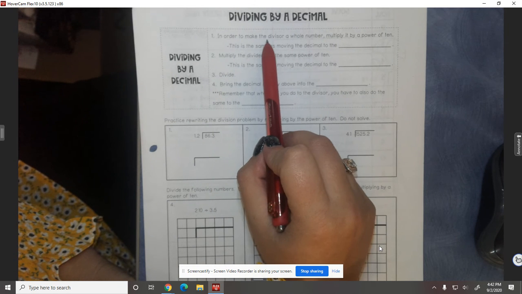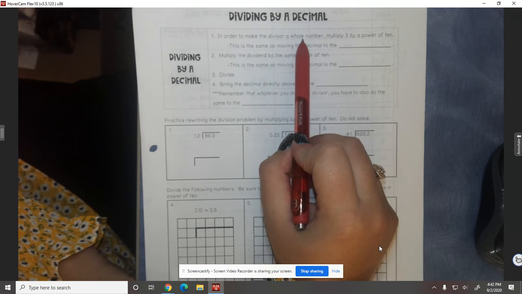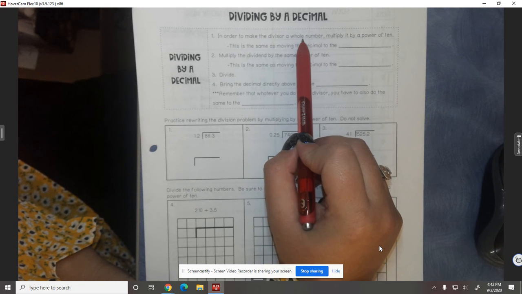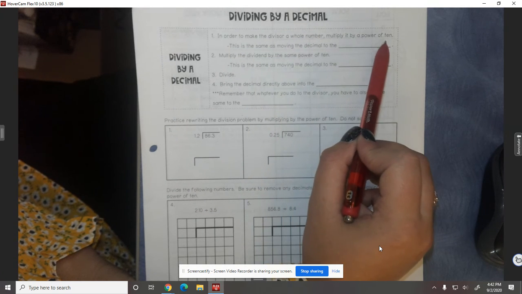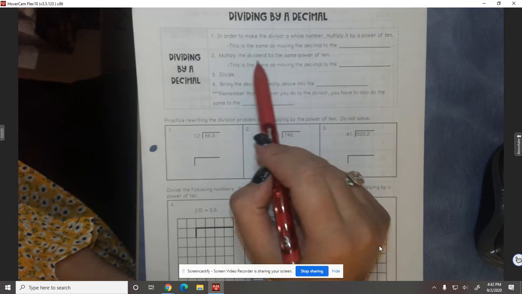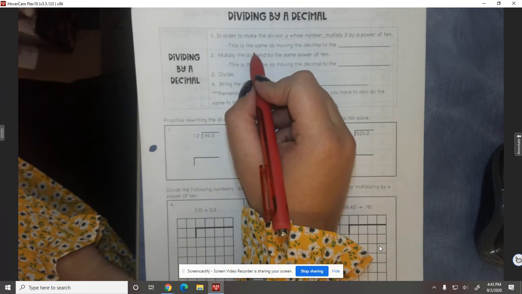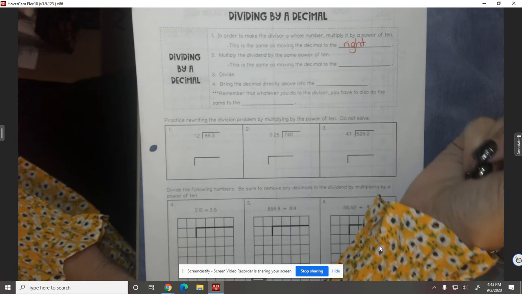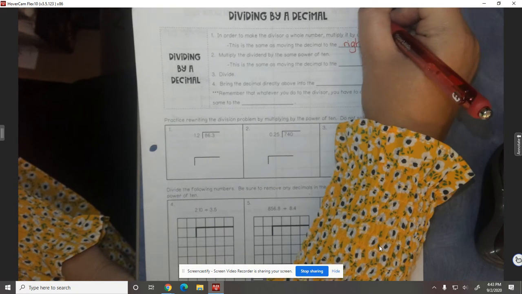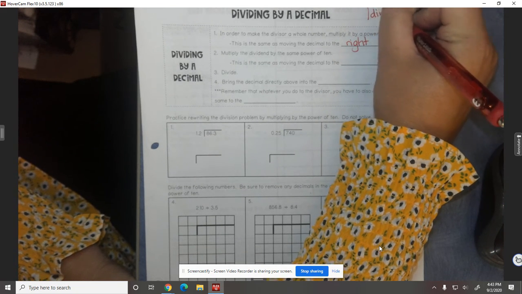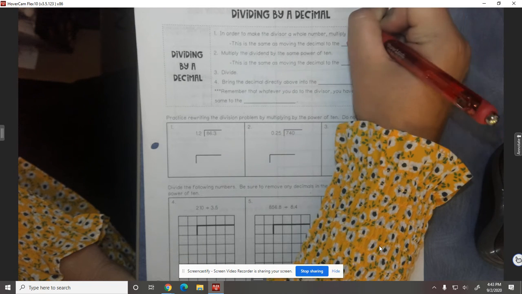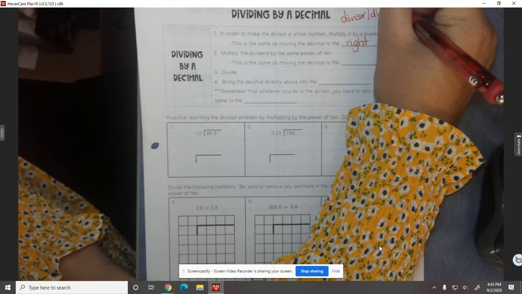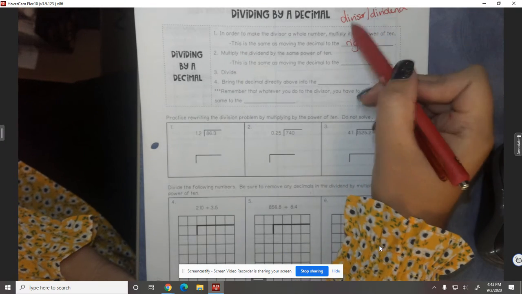So in order to make the divisor a whole number, so we don't want to divide by a decimal, we want to make it a whole number. In order to make it a whole number, we multiply it by a power of 10. Basically what this means is that it's the same thing as moving the decimal to the right in the divisor. Okay, so when I say divisor, just a reminder, this is the divisor.